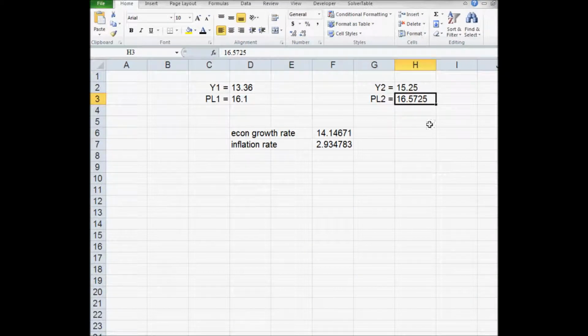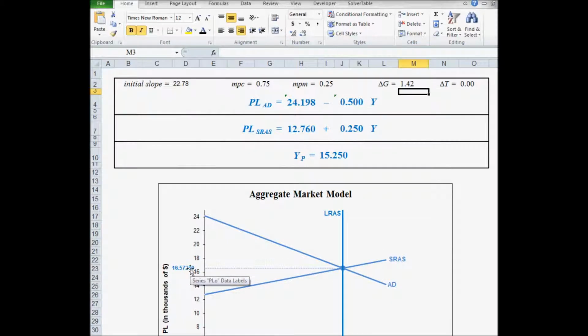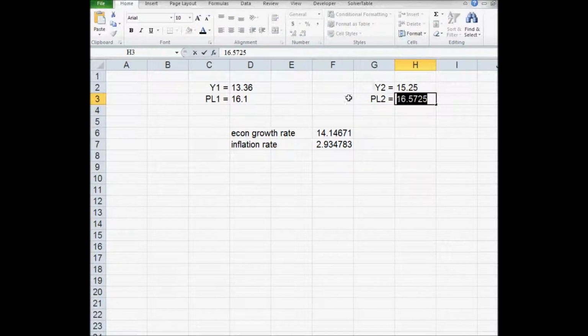Now, in Cengage Now, we rounded to 3 decimal places. I don't have it rounded to 3 decimal places here. I got this value from our aggregate demand, aggregate supply graph that we did in Excel. What I did is I clicked on this label and then just copied the number and pasted it here to have better accuracy.